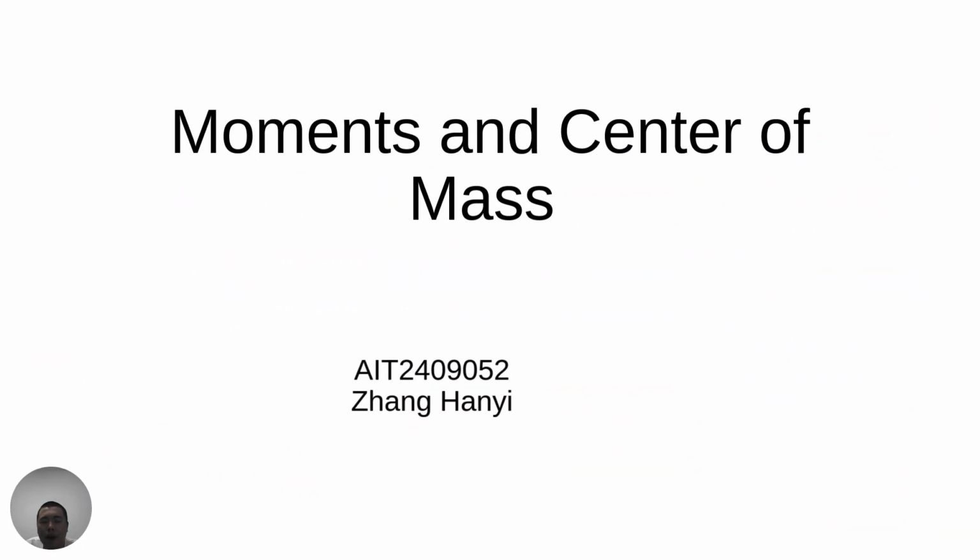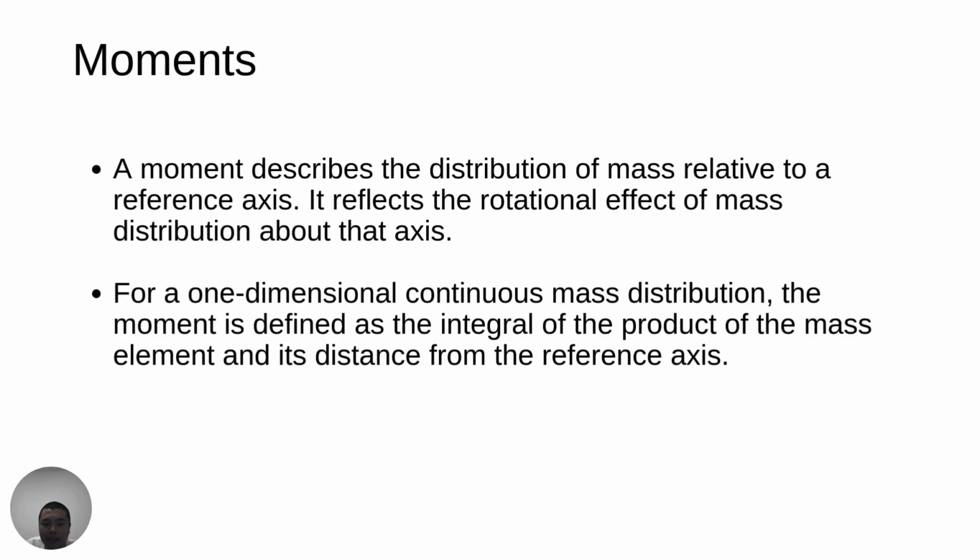Then I will talk about the moment and the center of mass. First, let's look at what a moment is. A moment describes the distribution of mass relative to a reference axis. It reflects the rotational effect of mass distribution about the axis. For a one-dimensional continuous mass distribution, the moment is defined as the integral of the product of the mass element and its distance from the reference axis.